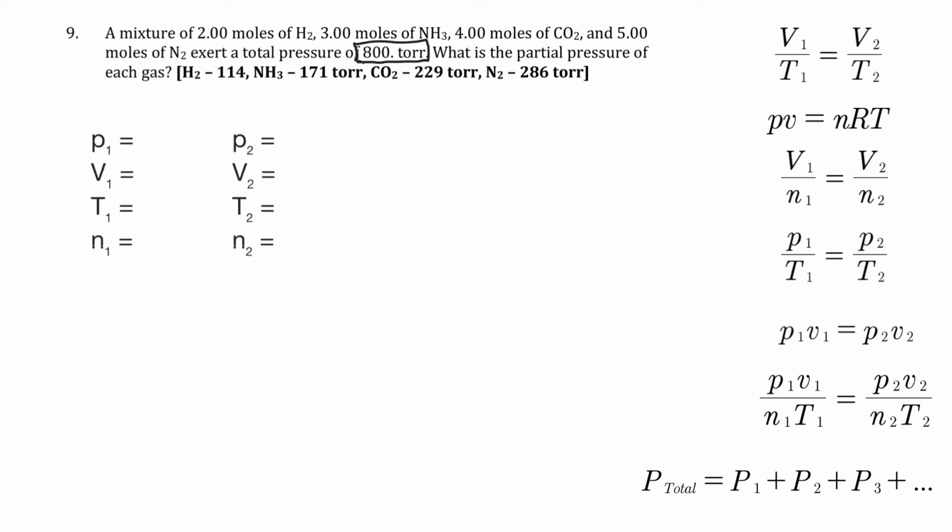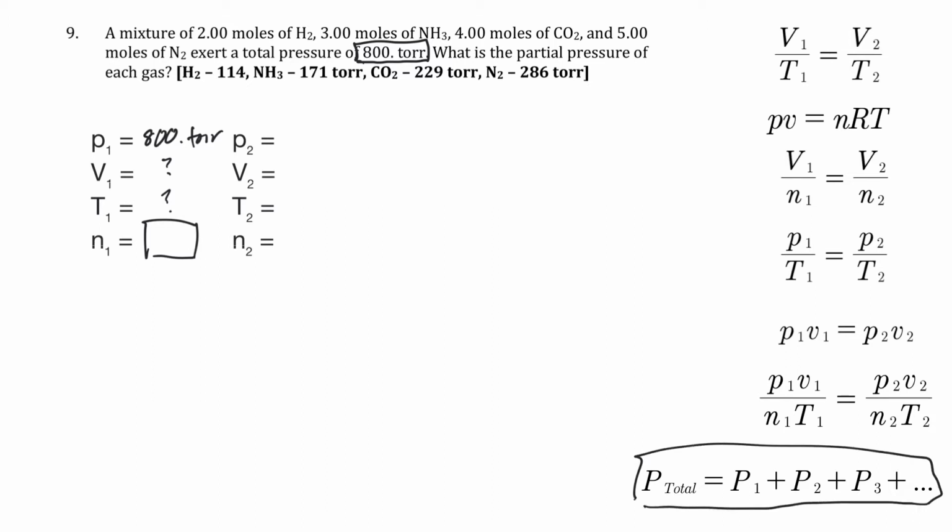So they give us a pressure, 800 torr, but they don't give us a volume. They don't give us a temperature. They do give us an amount of moles, though. So I'm just looking for a formula. I don't really see a formula that just relates pressure and moles. I do see this thing at the bottom, though, where they have a total pressure. So maybe it's this one here we can use.